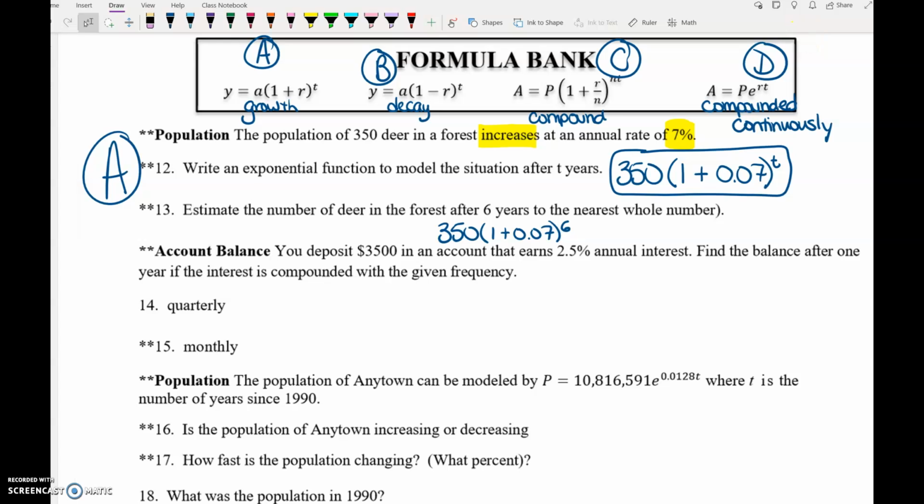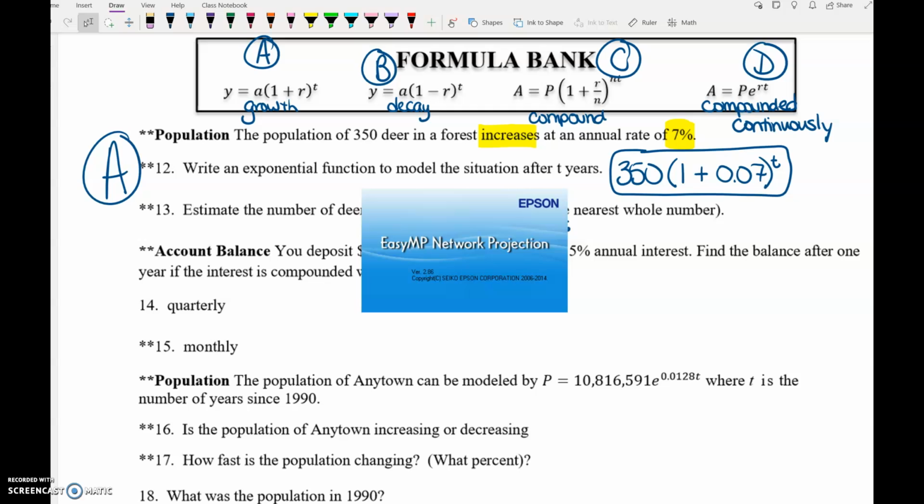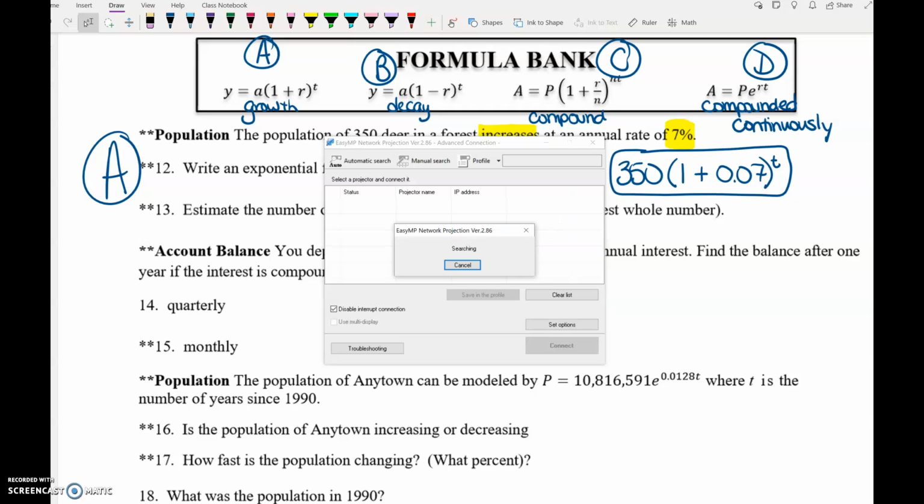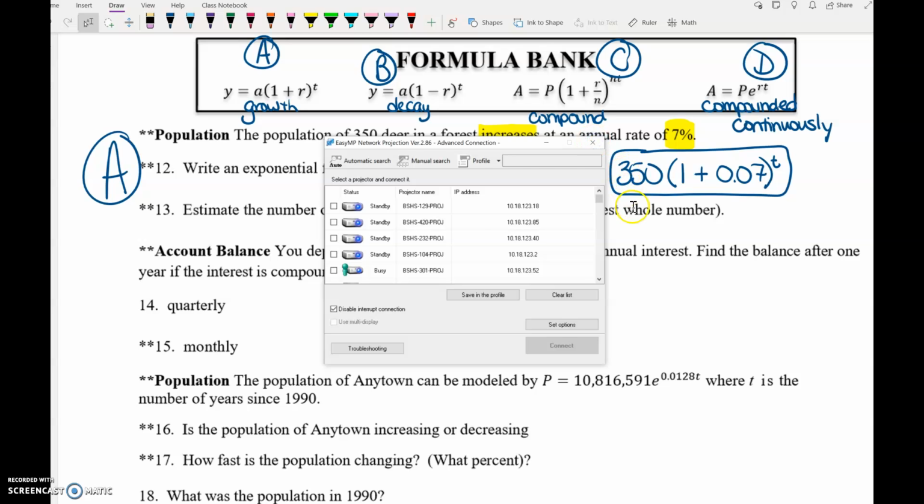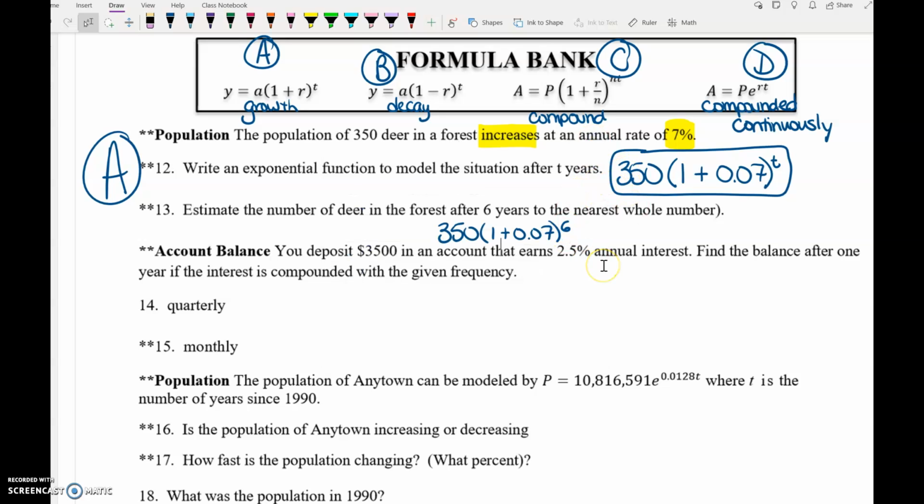You deposit $3,500 into an account that earns 2.5% interest. Find the balance after 1 year if the interest is compounded with the given frequency monthly. And the fact that I starred the one that says monthly and not the one that says quarterly can probably help you to guess what the one on the test is going to be. Maybe, possibly, hint, hint, wink, wink.